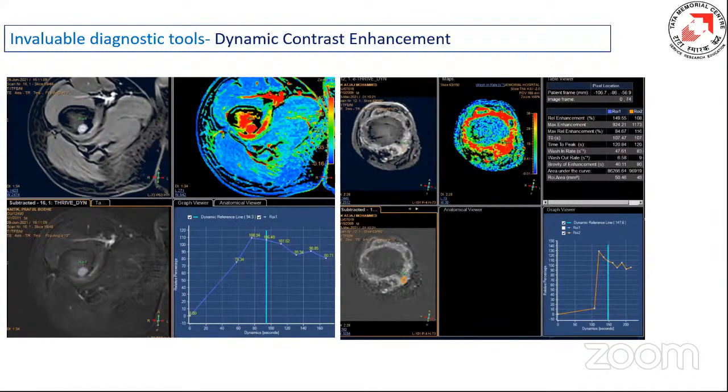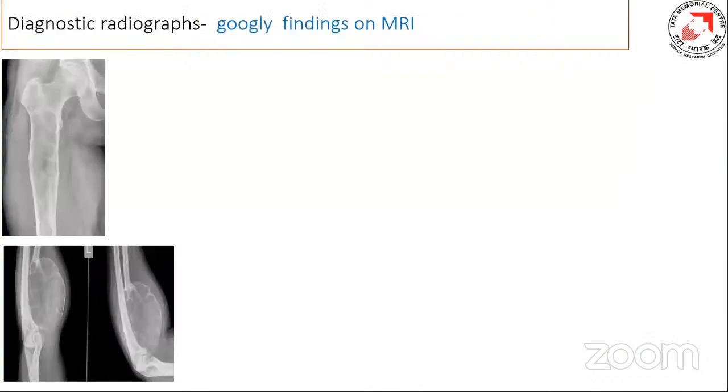Sometimes you want to plan, if there is a necrotic tumor and you want to know where exactly to biopsy, then this will help you. It will tell you which area has the most vascularity or is the most representative area that you can target. Next slide, please.